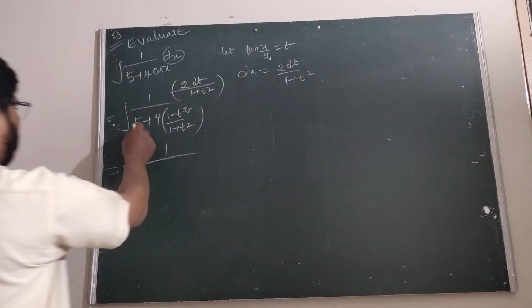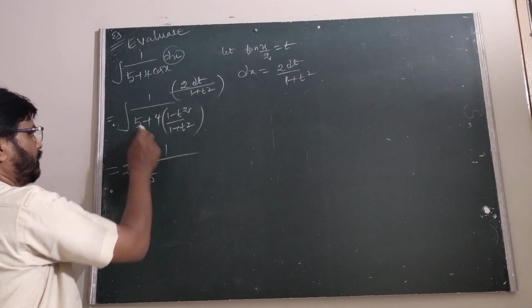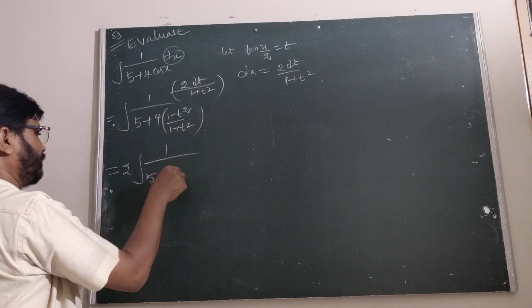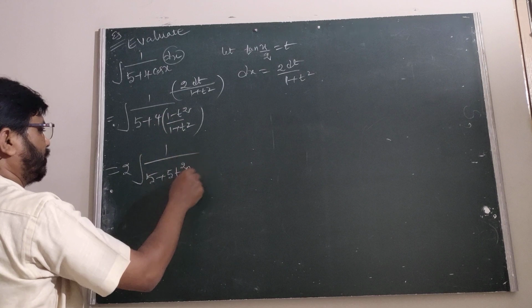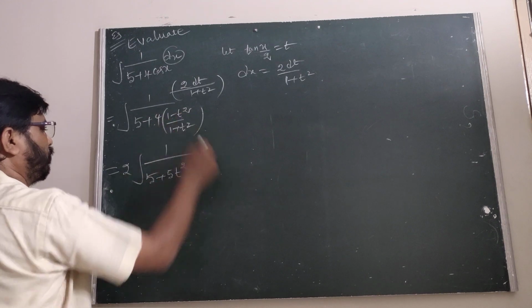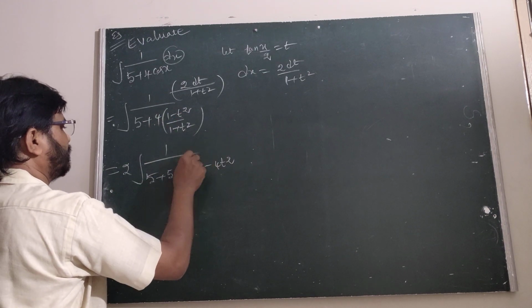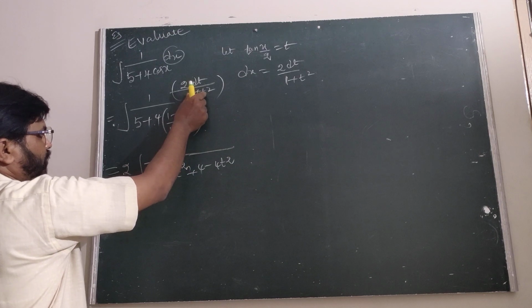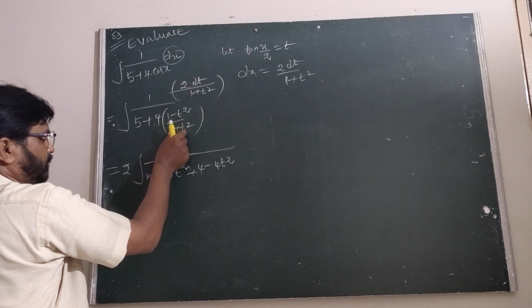Now multiply with 5: 5 into 1 is 5, and 5 into t square is 5t square. Now multiply with 4: 4 minus 4 into t square is 4t square. Here the LCM is 1 plus t square.